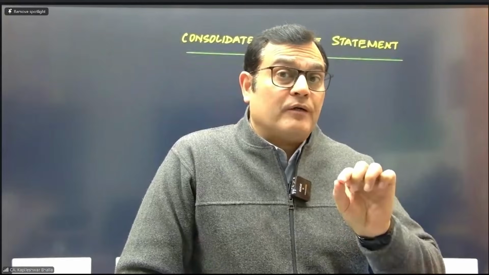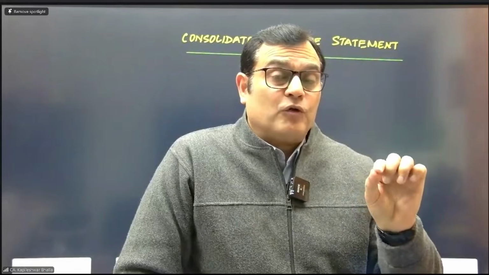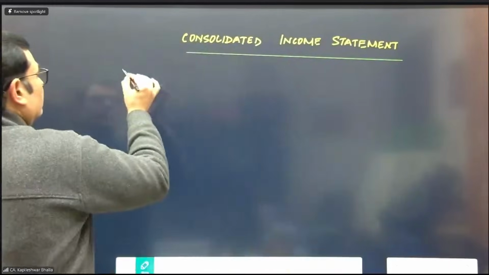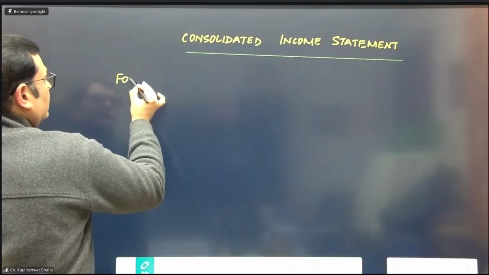Well, the first thing is when you make a consolidated balance sheet, it is as on a particular date. But when you make a consolidated income statement, it is covering a period of 12 months. It is for the year ended. So the very first focus in the question is to look at the date of acquisition. I'll tell you why. So I'm giving you focus point number 1.